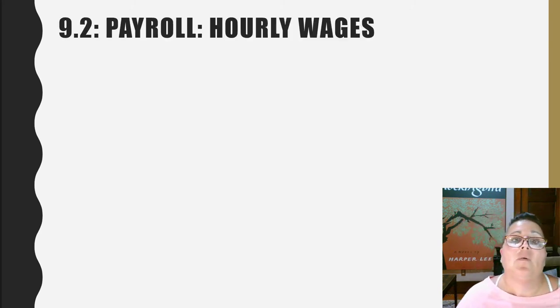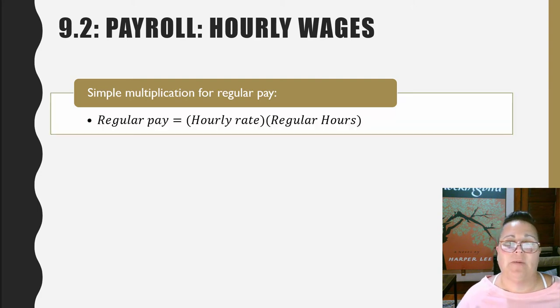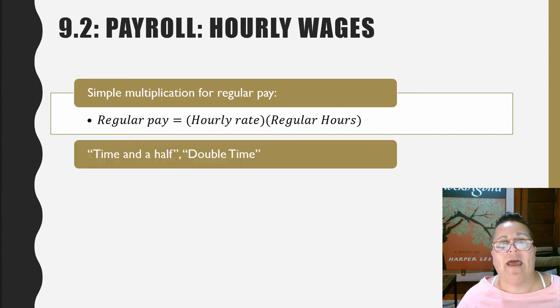All right. We also want you to be able to calculate your hourly wages. To do that, it's a simple multiplication for regular pay. For regular pay, we're simply going to take whatever hourly rate you're given and multiply that by the number of hours you worked. That will give you your regular pay.